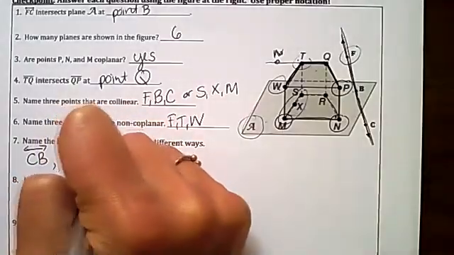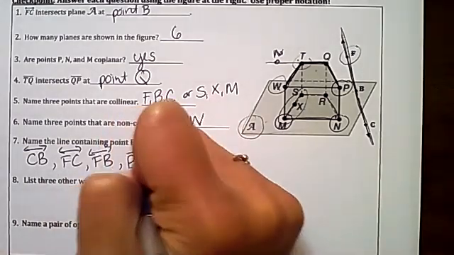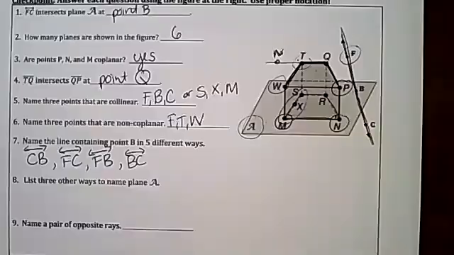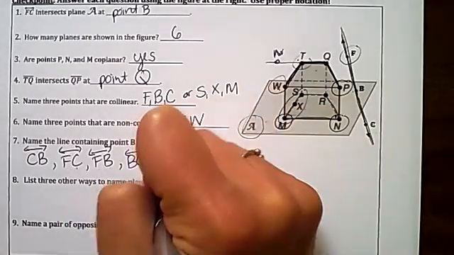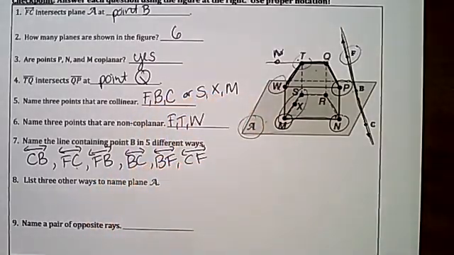FB, awesome. FC, yep, we got that one. What else? BC, great. I love that you guys are putting capital letters because that's super important. Make sure we're putting capital letters. What else? What other combinations have we not done? We could switch these 2 around, right? BF, CF, I think that's all of them. The more points that are on a line, the more options there are to name it.